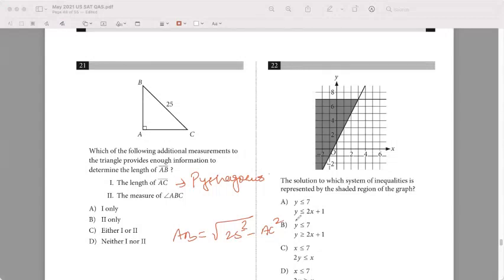If I have the measure of angle ABC, let's say I have this theta, then again I can find the length of AB because cos theta is AB over 25. So AB is 25 cos theta. So I can find AB with either of these, either 1 or 2. So that's option C.